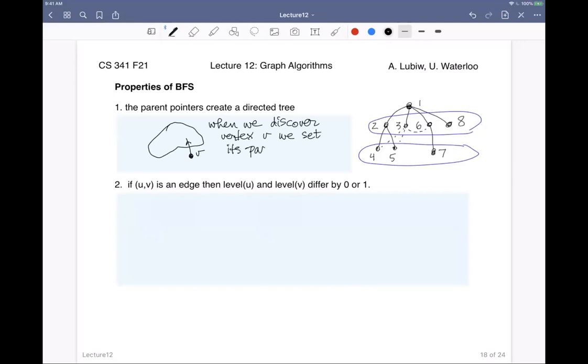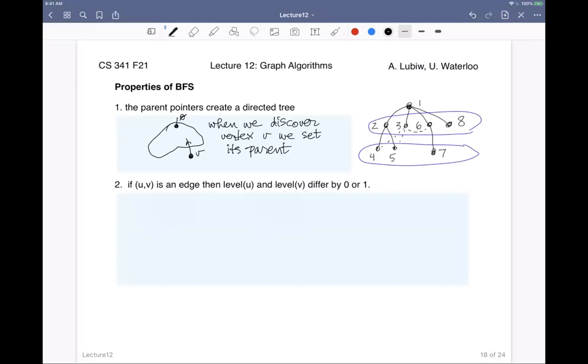So if you think of this as directing the edge from the vertex to the parent, every vertex except the root, which has the empty parent, right? Every vertex has exactly one parent, and that's exactly the notion of a directed tree in the computer science sense.